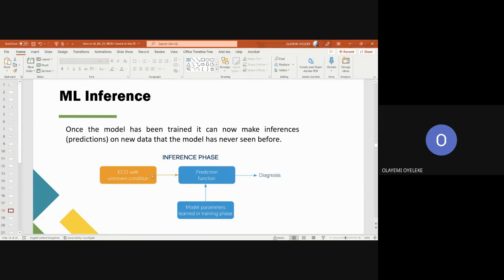So when you feed in new data, it can just apply what it has learned before about ECG and use it to classify this ECG and diagnose the disease. So that's how it works. That's what we mean by inference phase or prediction phase. For this prediction phase, you must have trained your model before this phase.